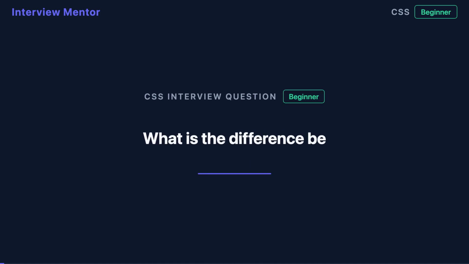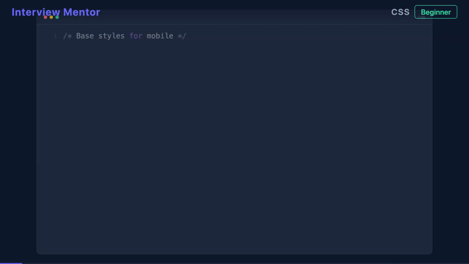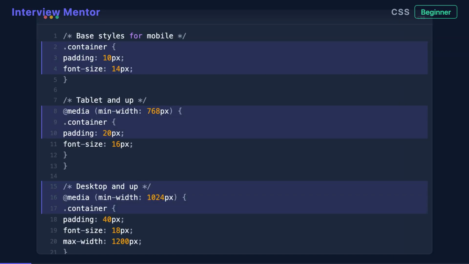Most developers make the same CSS mistake that breaks their sites on mobile. Let's fix that. Mobile-first design starts with the smallest screen size and progressively enhances for larger devices. You write your base styles for mobile, then use min-width media queries to add complexity as the screen grows. Here's what that looks like in practice.